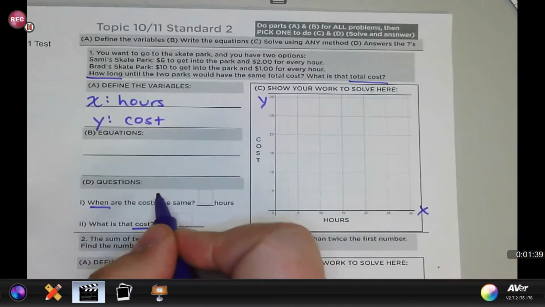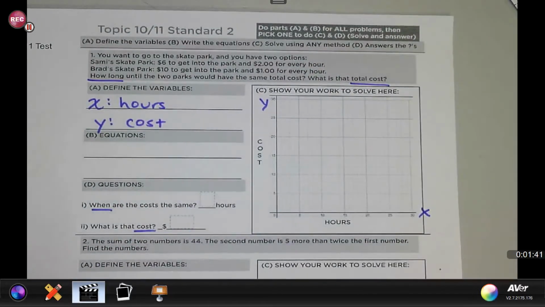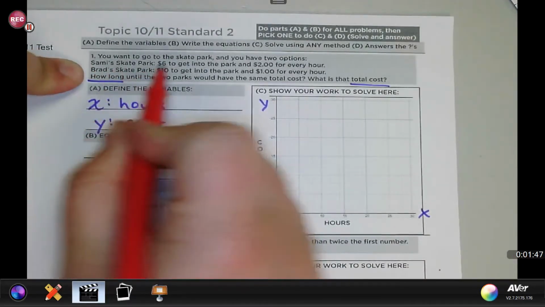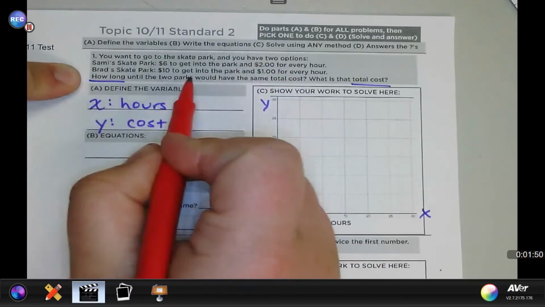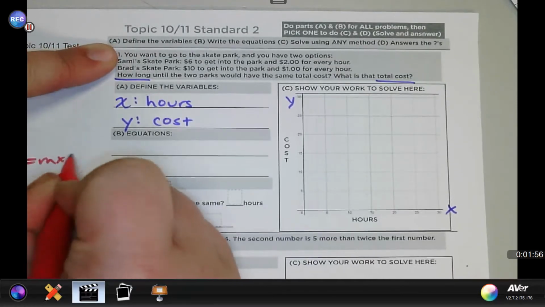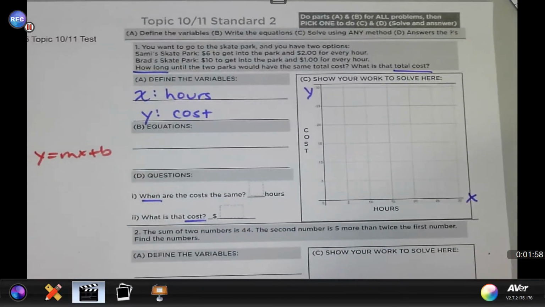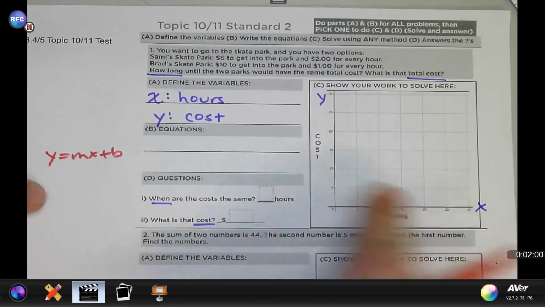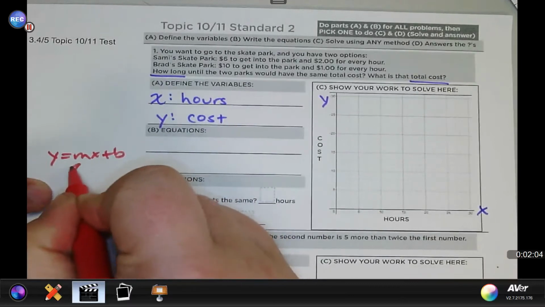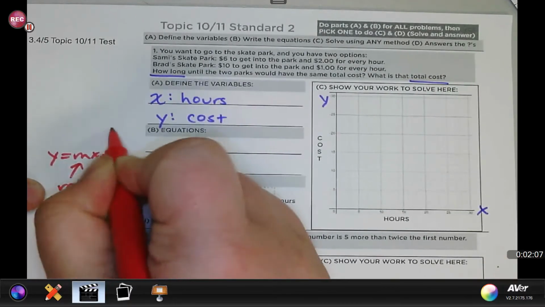And then that's A, and then for B, we have to write the equations. So they kind of break it down for you in 2 different ways here, because you have Sammy's skate park, and it has information on that, and you have Brad's skate park, and it has information on that. If we use the template y equals mx plus b, which again, I'm using this template because it's for graphing, m is your rate, and b is your starting amount.